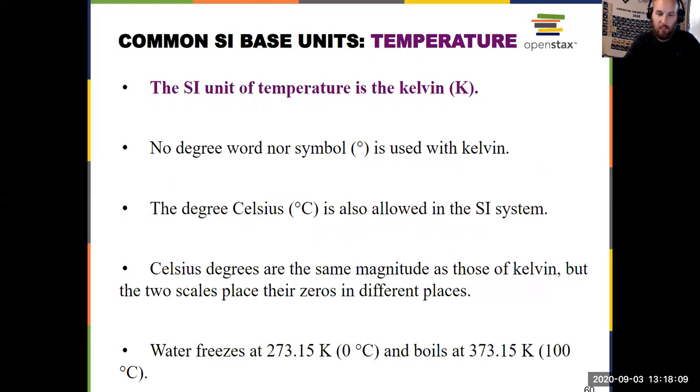And how does it compare to what we know? Well, a change of 1 degree Celsius is the same as a change of 1 Kelvin. So if the room warms up by 1 degree Celsius, it also warmed up by 1 Kelvin, and about 1.8 degrees Fahrenheit. So they have the same scale; they just put their zeros in different places. 0 degrees Celsius is where water freezes. 0 Kelvin is absolute zero. And we'll talk about the conversions later on.